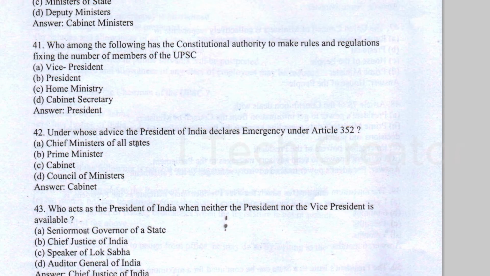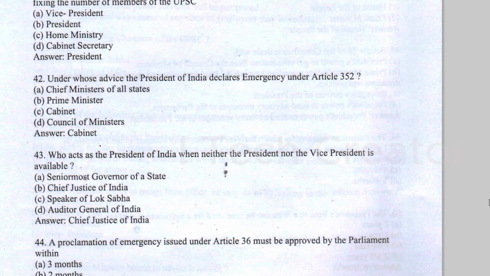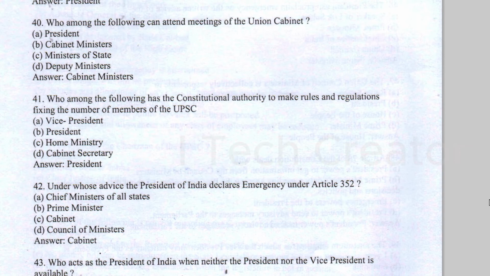Serial number 42. Under whose advice does the President of India declare emergency under Article 352? Cabinet. So now next, who among the following has the constitutional authority to make rules and regulations? President.